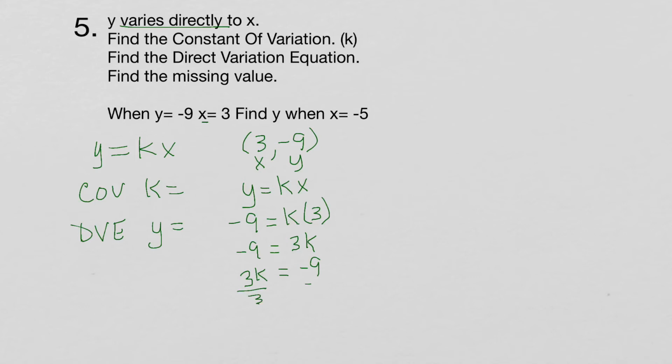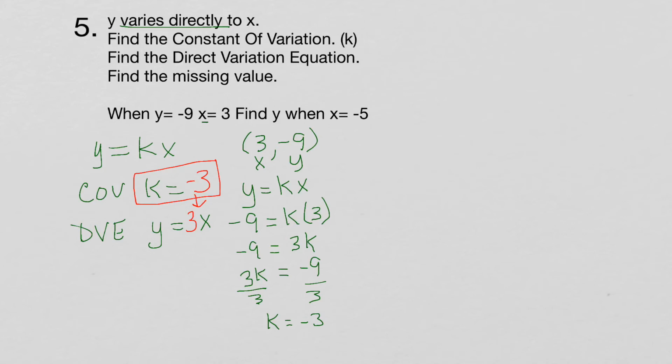Divide by 3, divide by 3. K is equal to negative 3. So I'm going to put k is equal to negative 3. That is my constant of variation. Now I'm going to use my constant of variation to find my direct variation equation. So my negative 3 drops down here, and it's going to multiply times x.